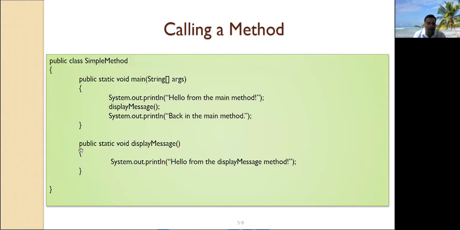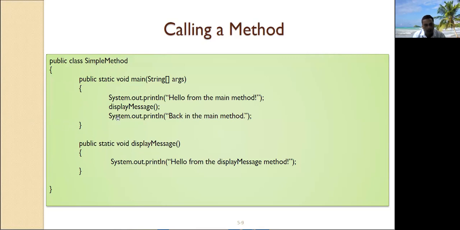Here in this example, two methods are defined. One is the main method and the second one is the display method. Both are static methods, which means they are common to all the objects of the class.